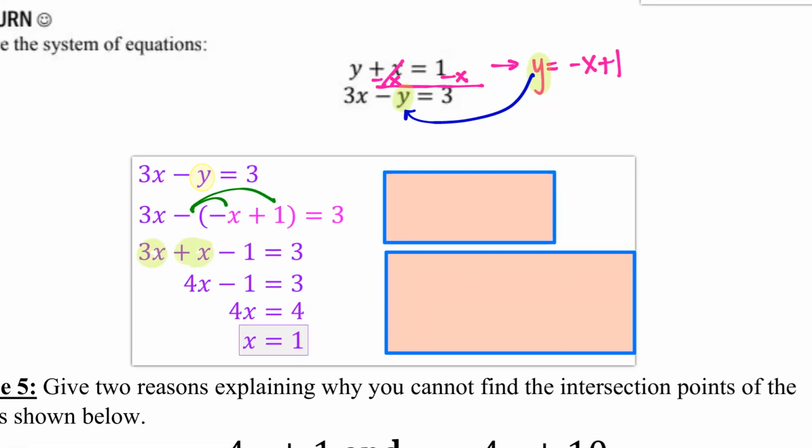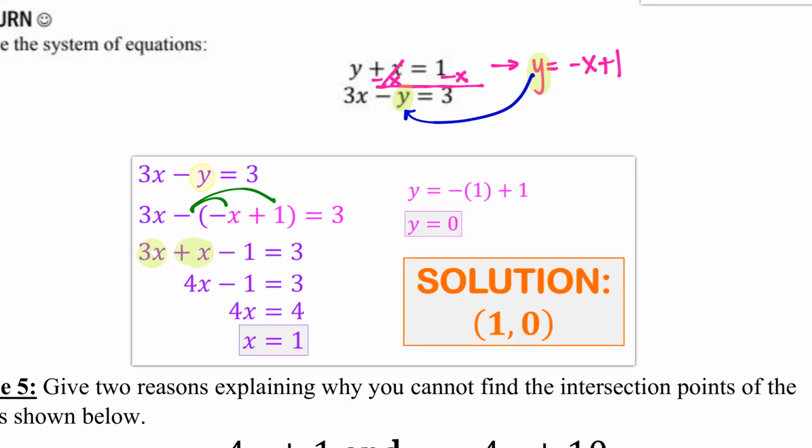Substitute that 1 into one of the original equations, or the one that you solved. I substituted it into the x over here. So negative 1 plus 1 is 0, and the solution is 1, 0.